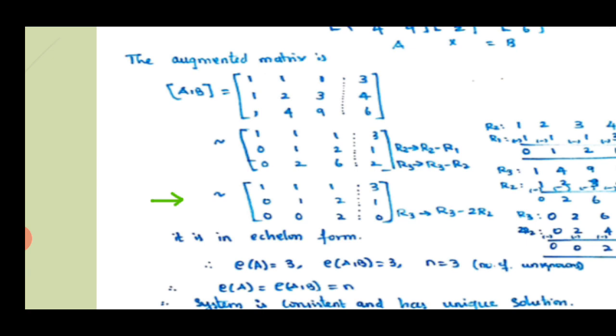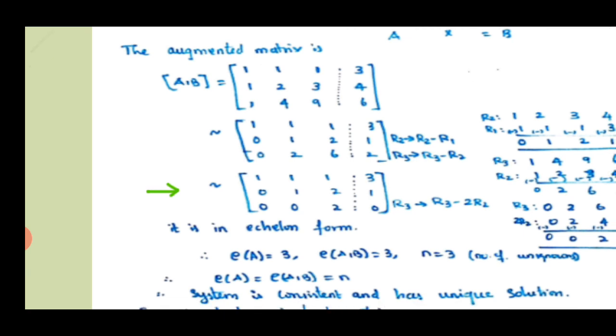And now we have to bring in the echelon form. We know very well, so to bring the echelon form, what do we have to do? In the second row, first place, we have to make it 0. And in the third row, first and second place, we have to make it 0.